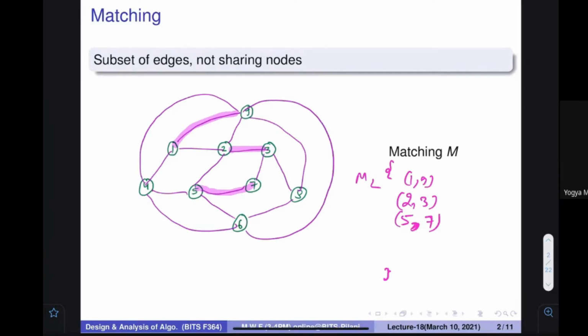6 3. Okay, let me just try to see. 6 3. There is no connection between 6 and 3. Is there a connection I'm missing? It looks like there is no connection between this 6 and 3. They are not connected. 6 8. Okay, 6 8 is this. So I think 6 8 we can take. 6 8. Okay, very good.